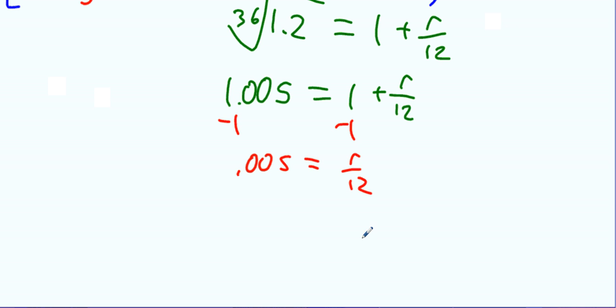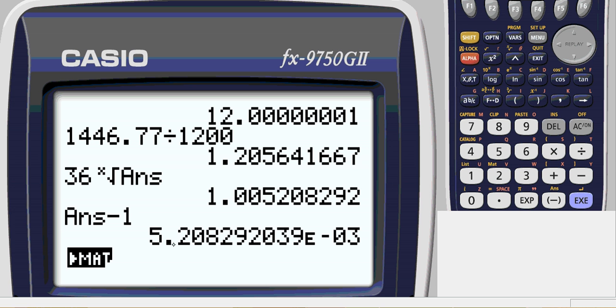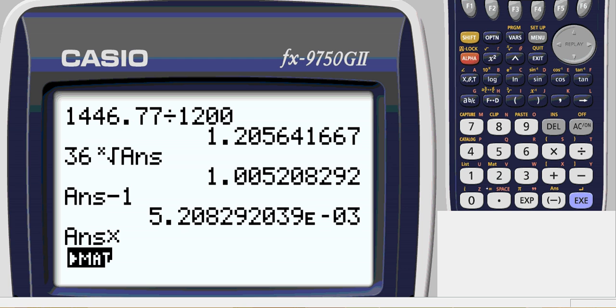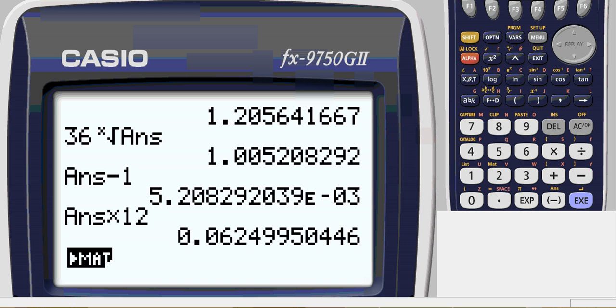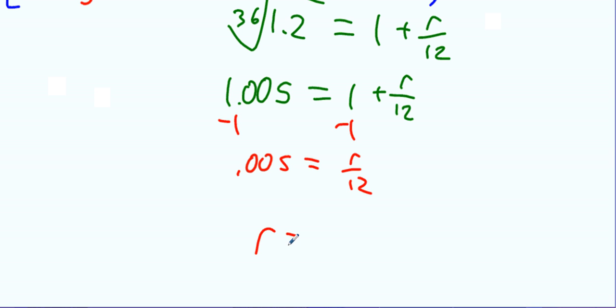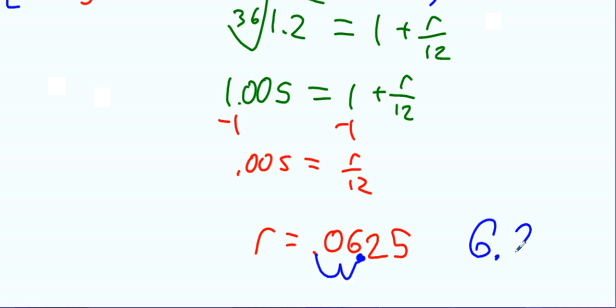So to finish it, we need to multiply by 12. Don't worry about how the calculator is displaying it because we're multiplying the answer times 12. And that's 0.0625. Now, rate should be written as a percentage, so move it 2 spots. That's 6.25%.